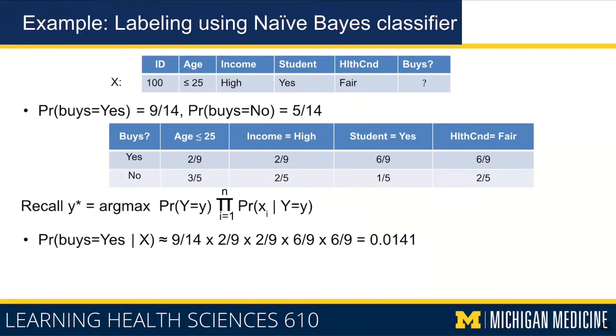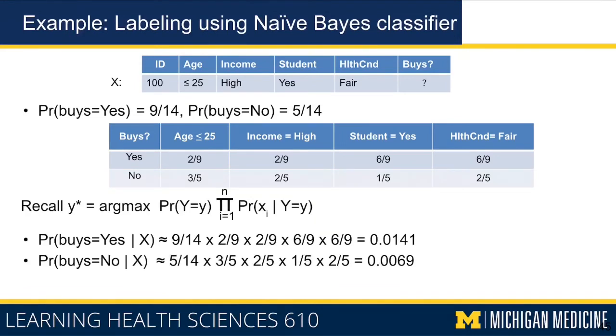You're basically going to multiply these factors together in the right way. So probability of buy is equal to yes given this instance is now going to be probability of y equal to yes, which is 9 over 14. That is coming from the prior probability. Then probability of age less than 25 given the label is yes is 2 over 9. Probability of income is high given the label is yes is 2 over 9. And same way, probability of student is yes given the label is yes is 6 over 9, and health condition is fair given label is yes is 6 over 9. So if you multiply these together, it is about 0.0141. You do the same thing for label equal to no, and then you find that product is 0.0069.